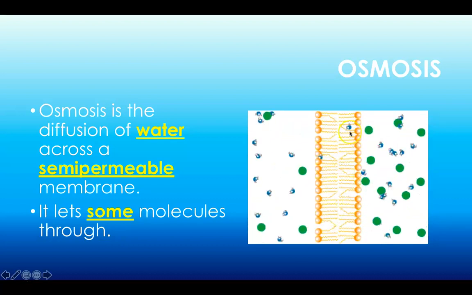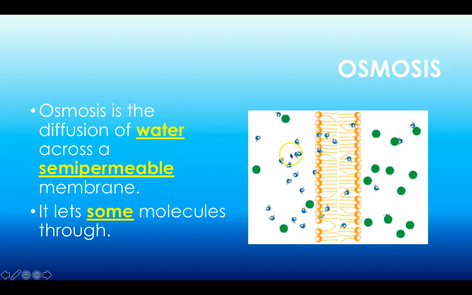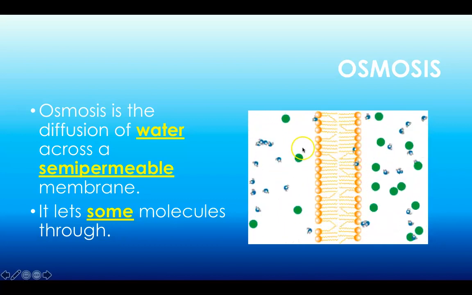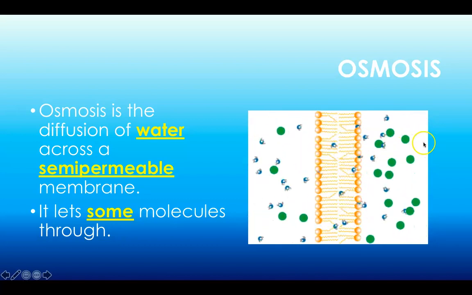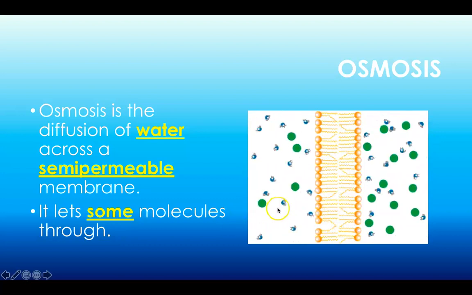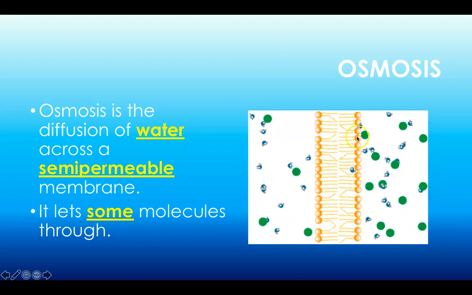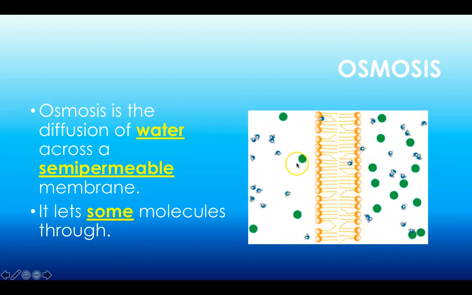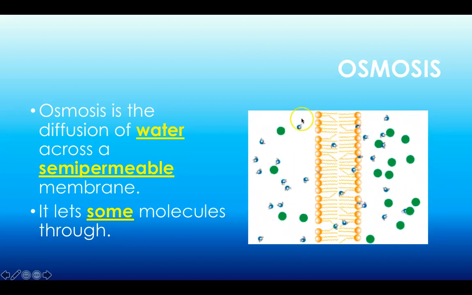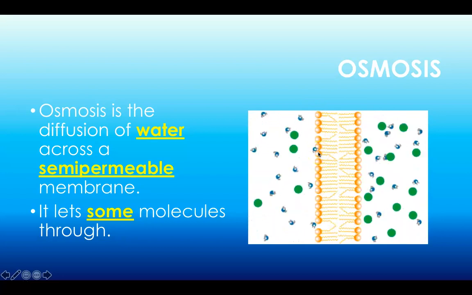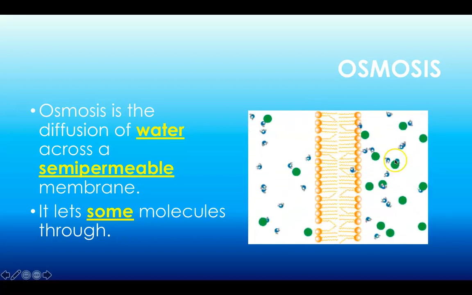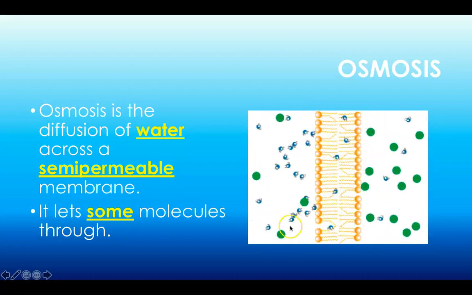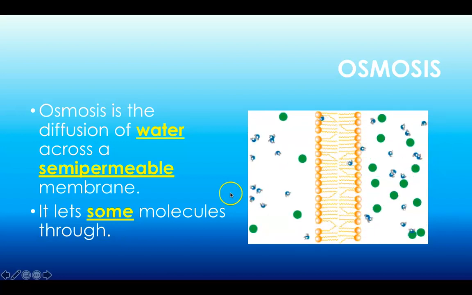So if you look at this image here, you see that the water particles or molecules are moving through very easily, back and forth, whereas the green dots here, these other molecules are not. They're too large, or they may require some sort of energy to allow them to pass. They may require a gate or some sort of receptor protein to allow them to enter or exit the cell. But water does this very easily.